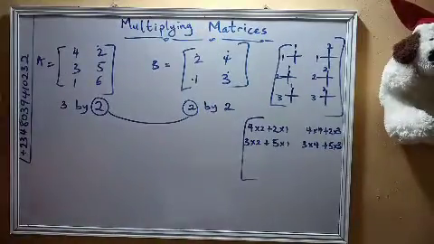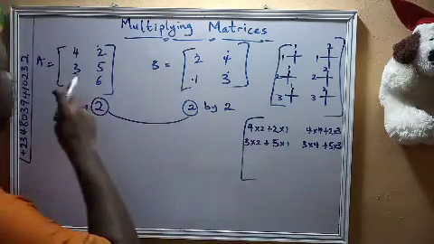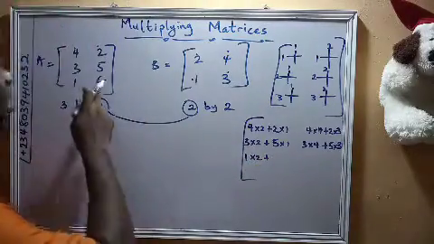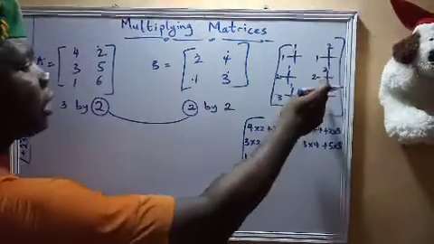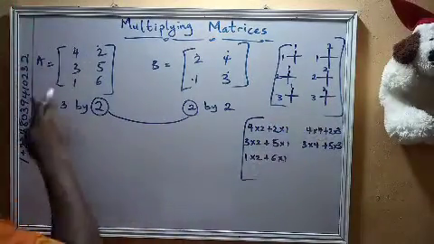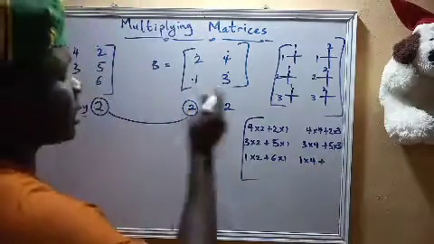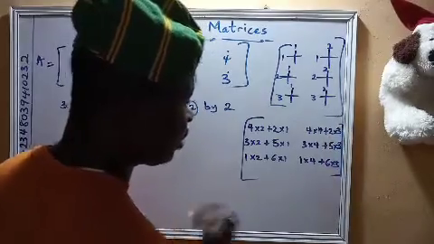Then the next is third row, first column. That's 1 times 2 plus 6 times 1. And finally, third row, second column. 1 times 4 plus 6 times 3. Okay, so we're supposed to have something like that.